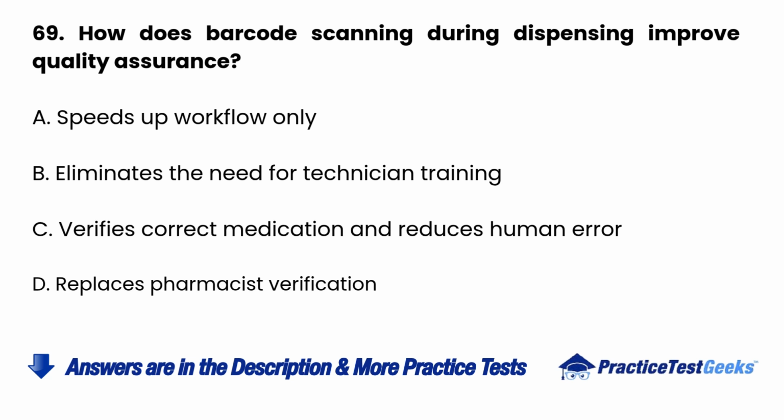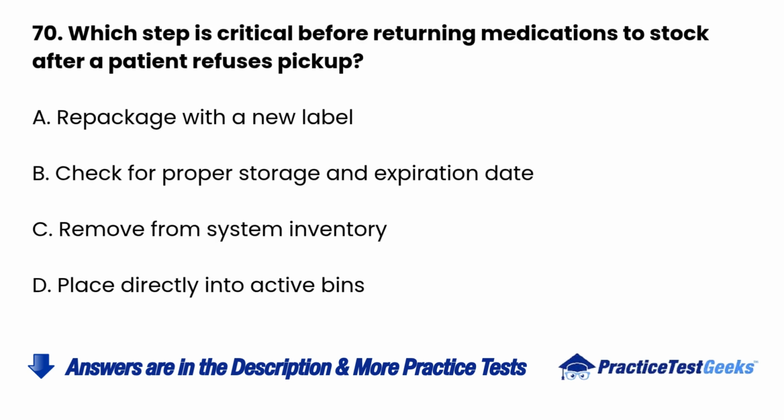69. How does barcode scanning during dispensing improve quality assurance? A. Speeds up workflow only. B. Eliminates the need for technician training. C. Verifies correct medication and reduces human error. D. Replaces pharmacist verification.